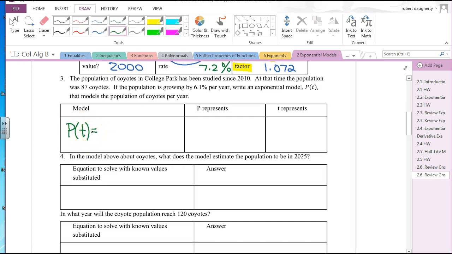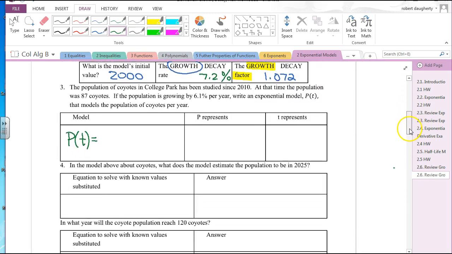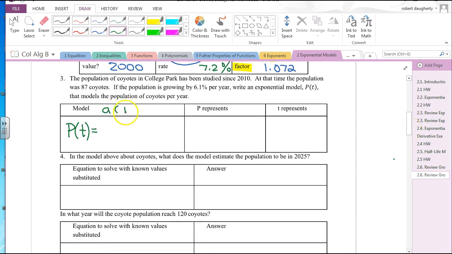Okay, what am I looking for? This is growth, so I've got to figure out something that looks like the formula that we have here. So it's a 1 plus r to the x, something like that, but my x happens to be t for time here. What is the initial value? The initial value was 87 coyotes. Is this growth or decay? It is growth by 6.1% per year. So that's 0.061 and then t. Okay, that's my model that represents growth.